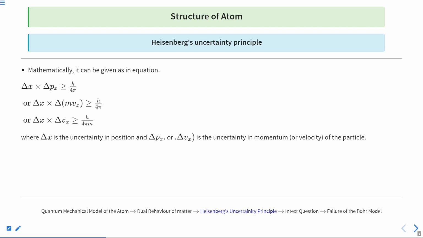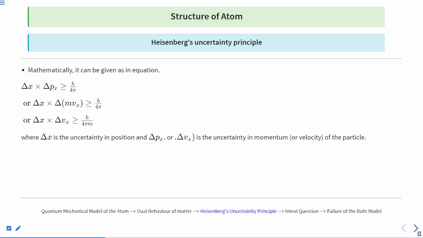Okay, so this is our final equation, where delta x is the uncertainty in position and delta p_x, or delta v_x, is the uncertainty in momentum. Clear? So what does this mean? The delta x you are seeing here is the uncertainty in position, the delta p is the uncertainty in momentum, and delta v_x is the uncertainty in velocity. It means we cannot know the position and velocity of a subatomic particle at the same time.